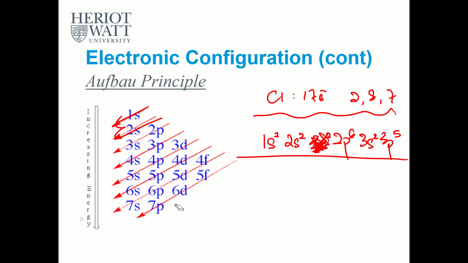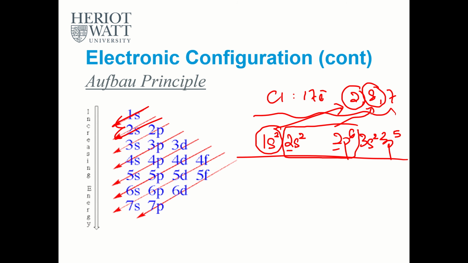Let me erase this. You see that? I'm going to compare it again. 2 is the first shell. So in the first shell, I have 2 electrons. Makes sense. In the second shell, I have 8 electrons. In the third shell, I have 7 electrons. Do we have that? Third shell means the third quantum number. Yes, 5 plus 2, 7. See that? Exactly the same thing. 2, 8, 7. Nothing wrong with 2, 8, 7.